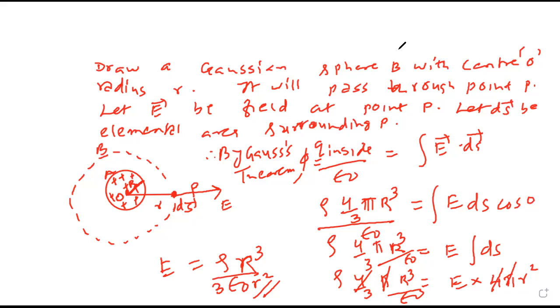Then on the surface one also, let's change a little. On the surface, rho R cube upon 3 epsilon naught capital R square. So it will become rho R upon 3 epsilon naught. Change it like this.